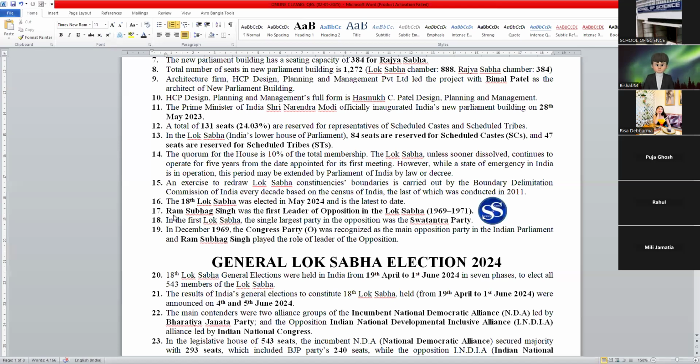Point number 17. Ram Suhag Singh was the first leader of opposition in the Lok Sabha from 1969 to 1971. Point number 18. In the first Lok Sabha, the single largest party in the opposition was Swatantra Party. Point number 19. In December 1969, the Congress Party O was recognized as the main opposition party in the Indian Parliament, and Ram Suhag Singh played the role of leader of the opposition.